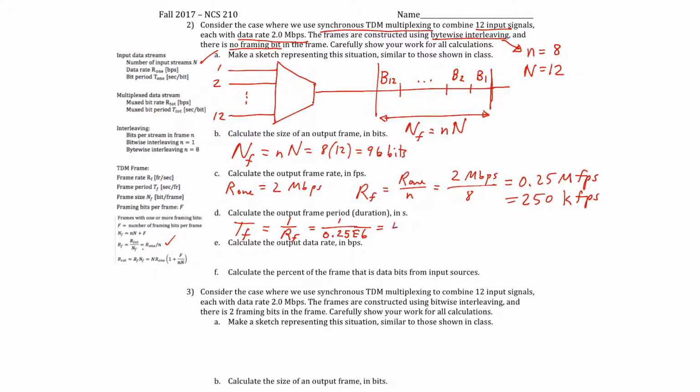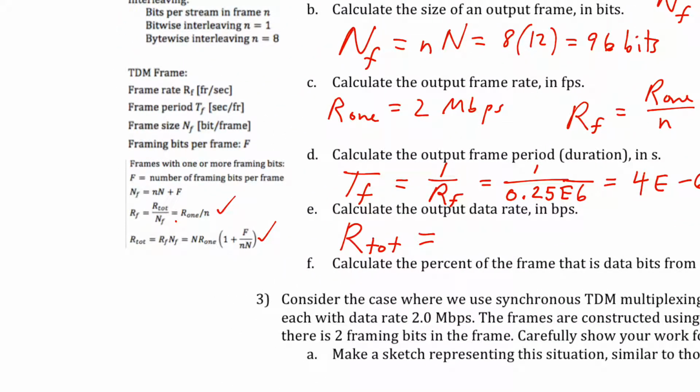The output data rate is what we're calling R tot in our equations, and we can see that R tot is equal to the number of bits per frame times the frame rate. Okay, and the units work out. Frame rate is frames per second. The number of bits per frame is bits per frame. And the frames cancel out and we get bits per second. So the units on this equation work right out. So R tot is RF times NF.